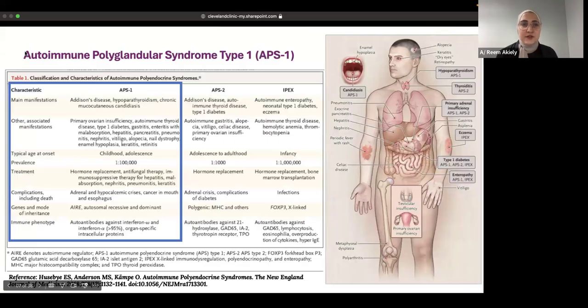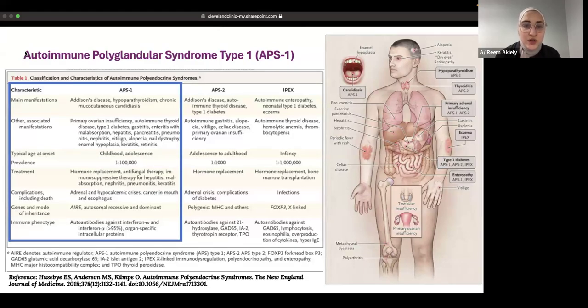Just to take a step back and remind ourselves about autoimmune polyglandular syndrome, especially that it's rare in this age group. Type 1 of these autoimmune polyendocrine syndromes is related to mutations in the AIRE gene, as we discussed. The main manifestations are usually endocrine, with Addison's disease being the main one, but also hypoparathyroidism, putting them at risk of hypocalcemic crises. In terms of infection, they're mostly at risk of chronic mucocutaneous candidiasis.